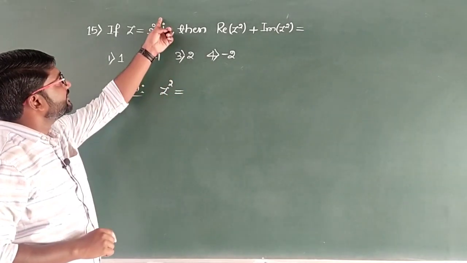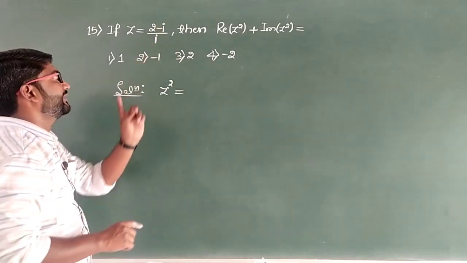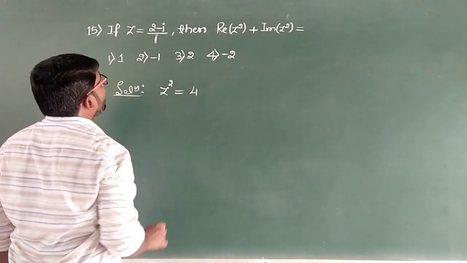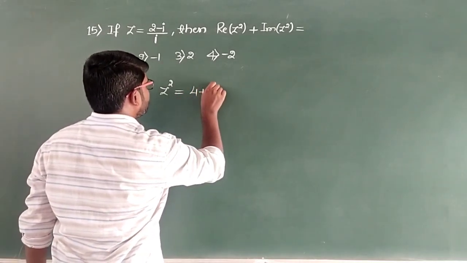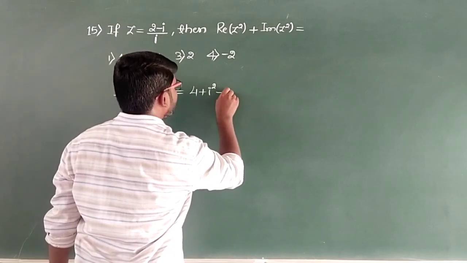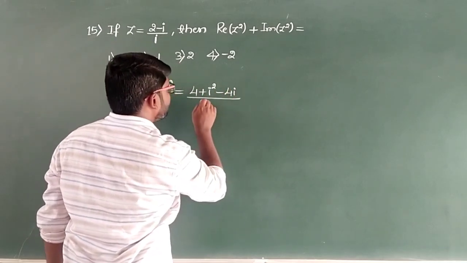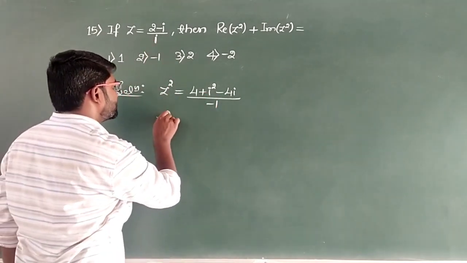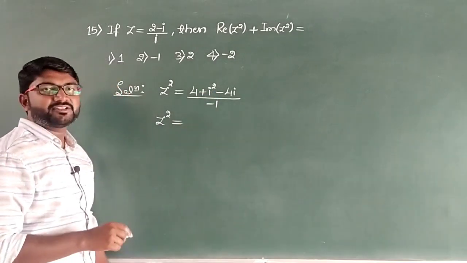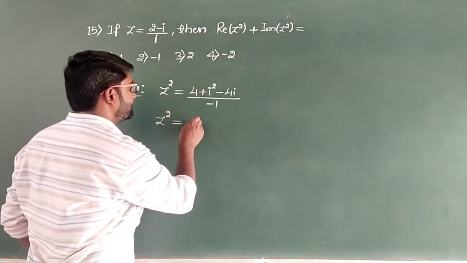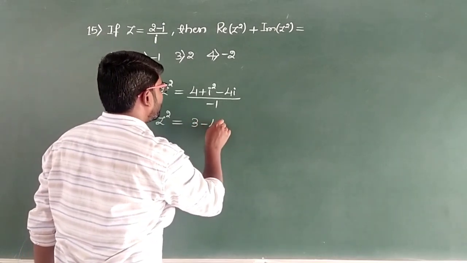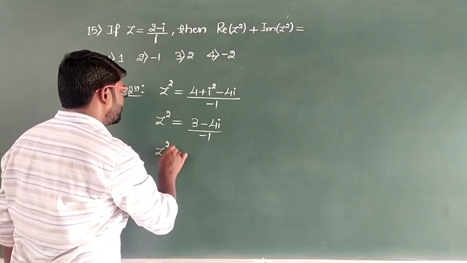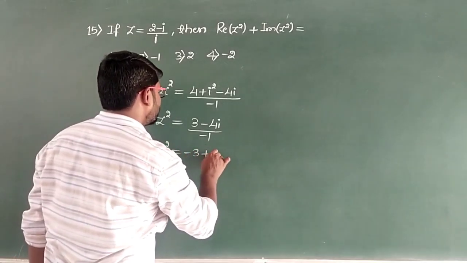So here we will have to square the numerator and we have to square the denominator. If we square we get in the form of (a minus b) the whole square. So 4 then plus i squared then minus 2ab, it will be 4i divided by i squared value, it is minus 1. So now z squared which is equal to, i squared value will be minus 1 now, 4 minus 1 it will be 3 minus 4i divided by minus 1. So here overall we get z squared which is equal to minus 3 plus 4i.